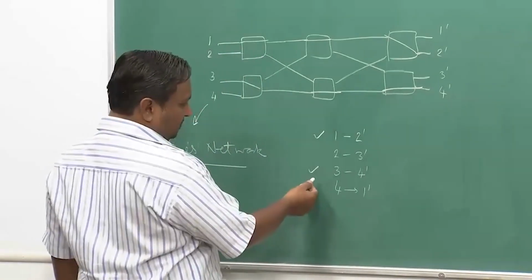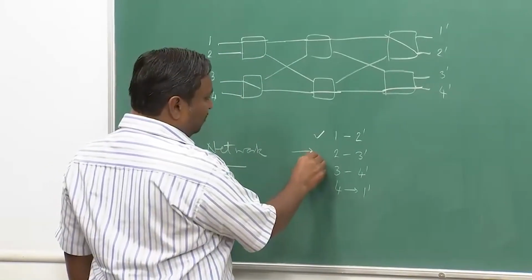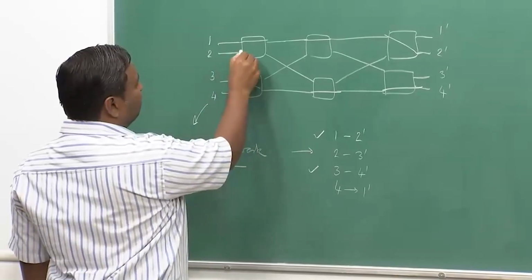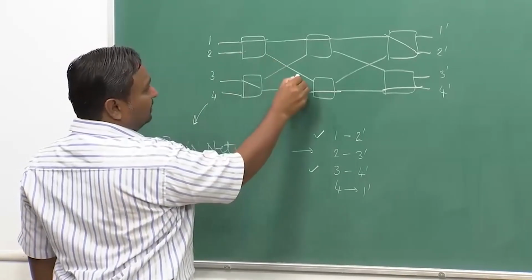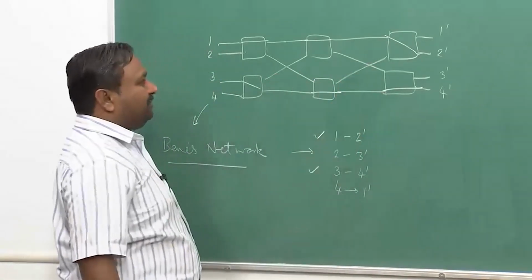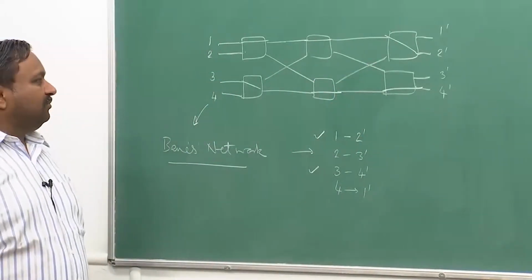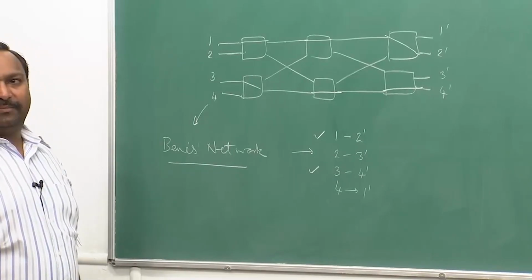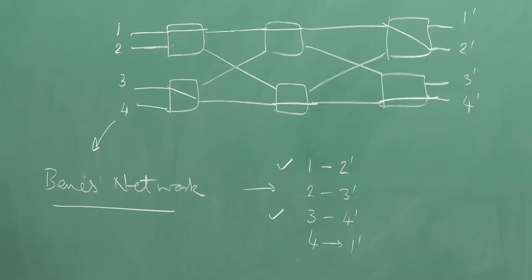So, now can I set it up 2 to 3? I try it out. So, 2 to 3 only way I can connect through this route, but I have no path to 3. I can actually set up only 2 to 1 prime, or I can set up only from 4 to 3 prime. So, connection is not possible. So, what to do in this case? This is a blocking system.